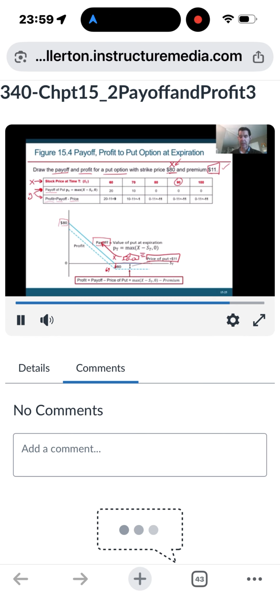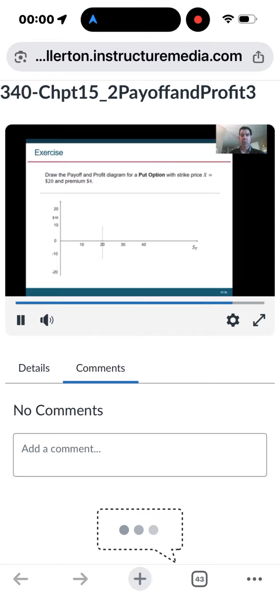Other thing to note here is, I mentioned this before, what is the maximum that I can lose if I purchase a put option? It is that option premium. It's the $11 you can see here, that I can never lose more than that $11. Okay, so my losses are limited. All right, let's do a little practice and make sure you can draw these and identify these diagrams.